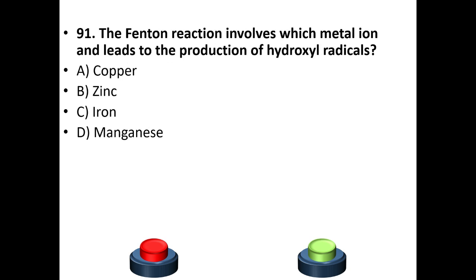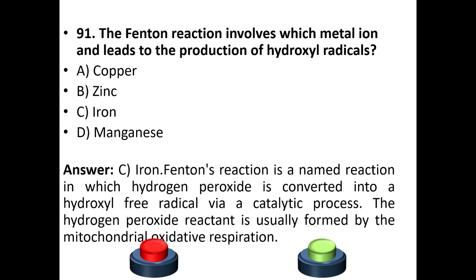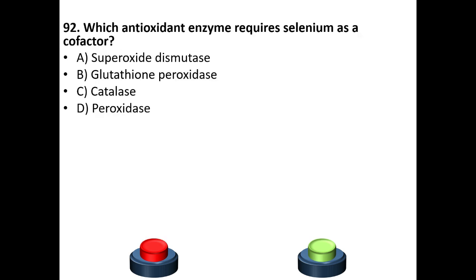91. The Fenton reaction involves which metal ion and leads to the production of hydroxyl radicals? A. Copper, B. Zinc, C. Iron, D. Manganese. Which is the answer? Your answer is C. Iron. Fenton's reaction is a named reaction in which hydrogen peroxide is converted into the hydroxyl free radical via a catalytic process. The hydrogen peroxide reactant is usually formed by the mitochondrial oxidative respiration.